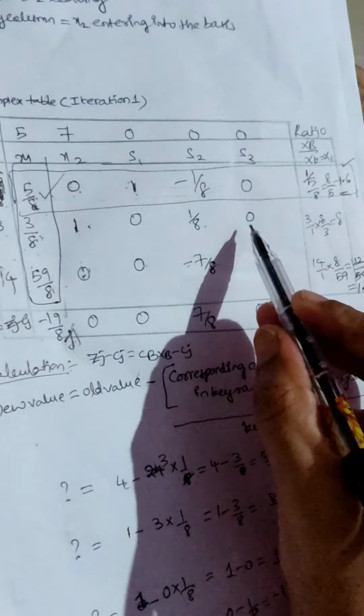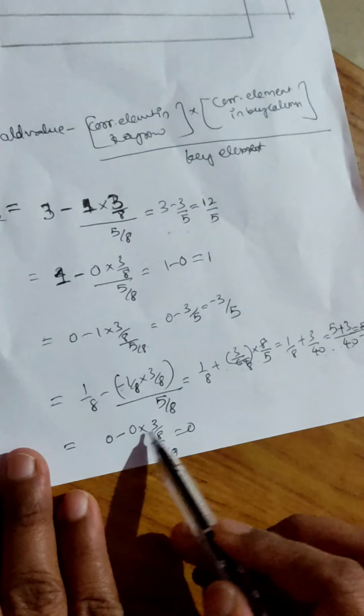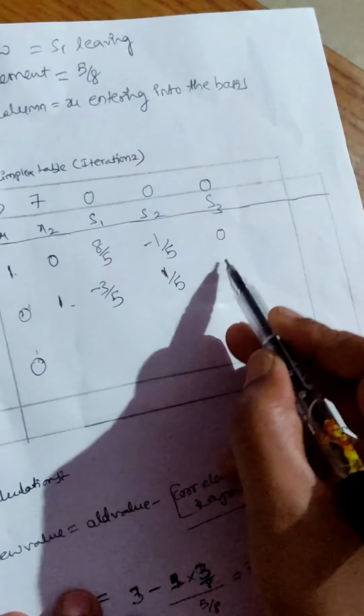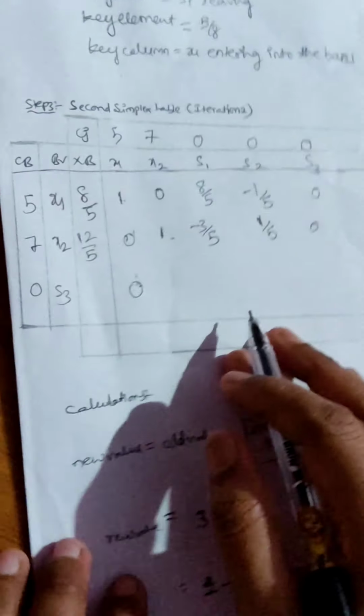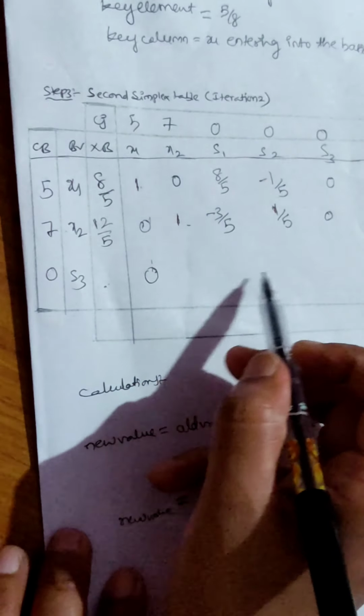Next for this value 0, 0 minus 0 into 3 by 8 by 5 by 8, the value is 0. Next for this old value, I already calculated the value, I am writing directly.